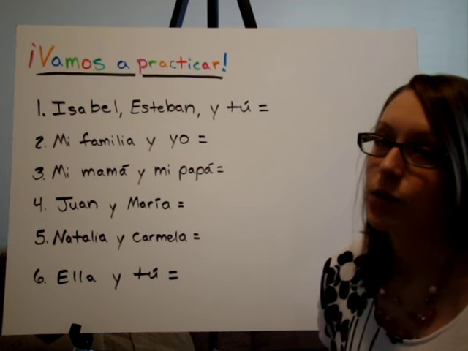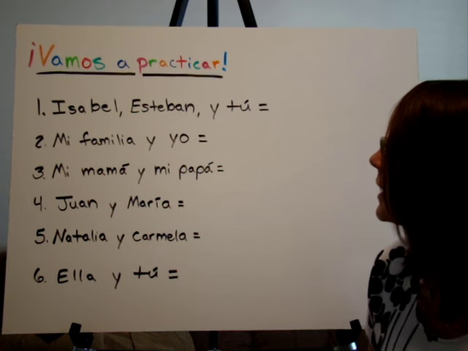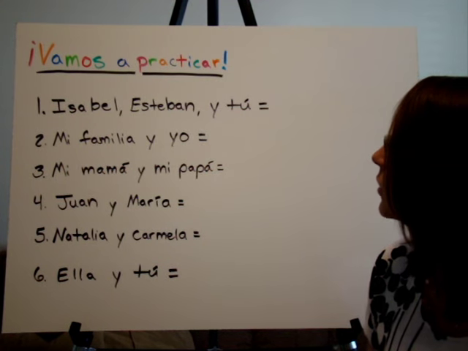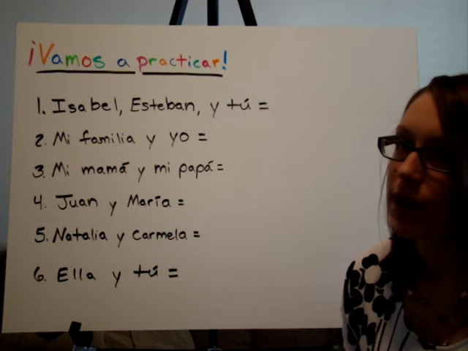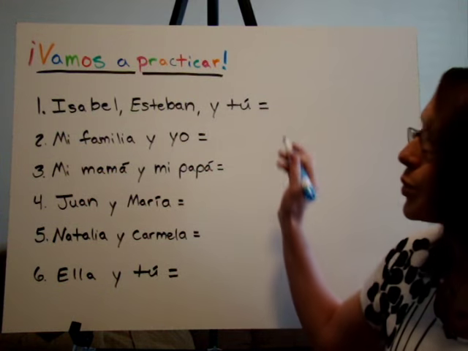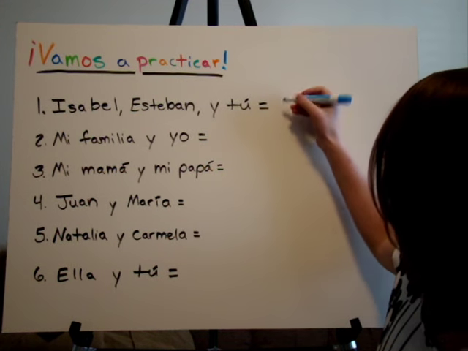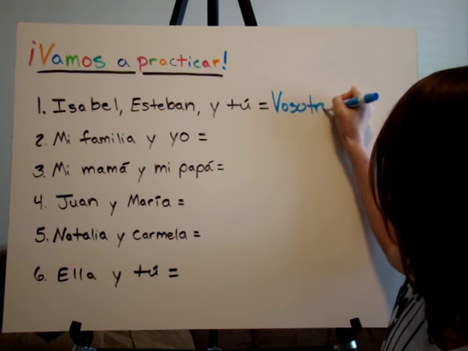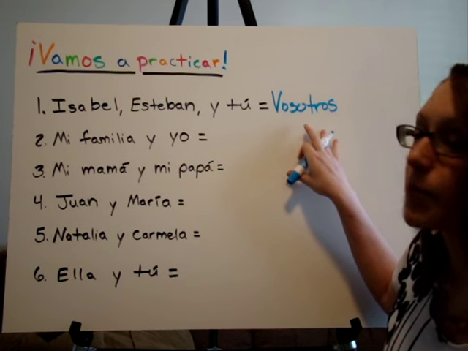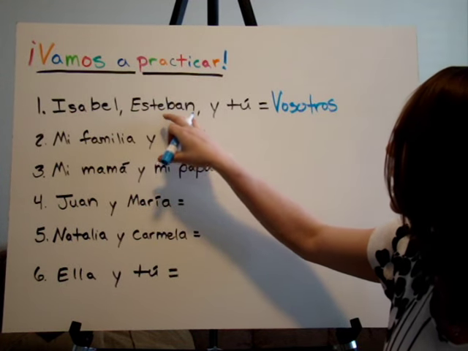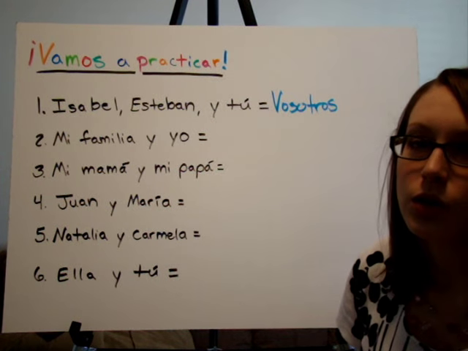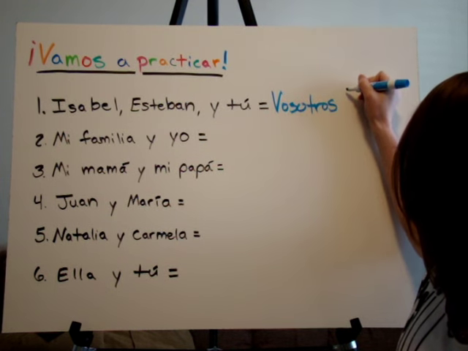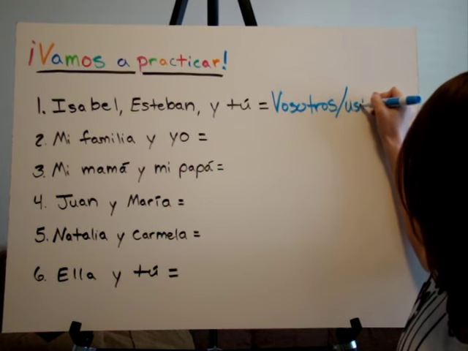Ok, vamos a practicar ahora. If we had Isabel, Esteban y tú, and we didn't want to have to keep saying their names, then we would have two options as to which pronoun we could use here. We could either use vosotros. If we were in Spain, we would have to use the masculine because we have Esteban, and therefore it's not all girls, so we can't use the feminine form. So we're going to use the masculine form. Or if we were anywhere else in the Spanish-speaking world, we would use ustedes.